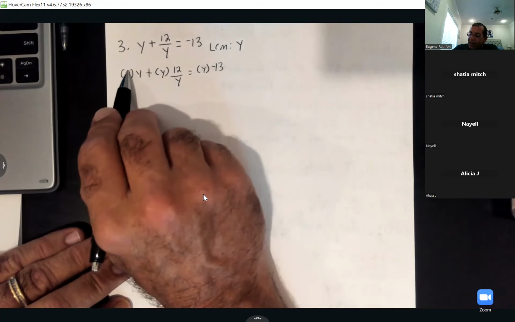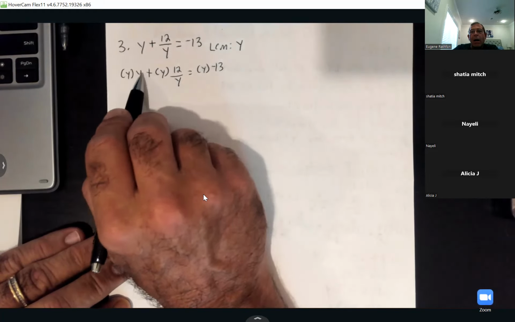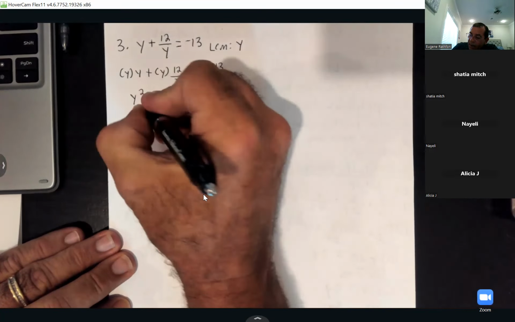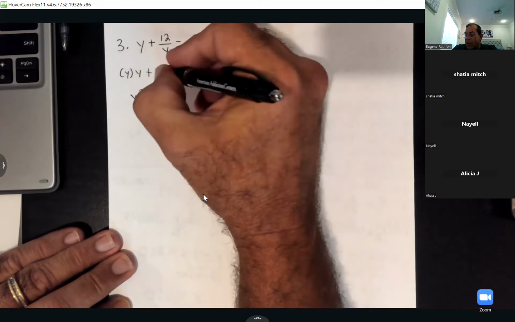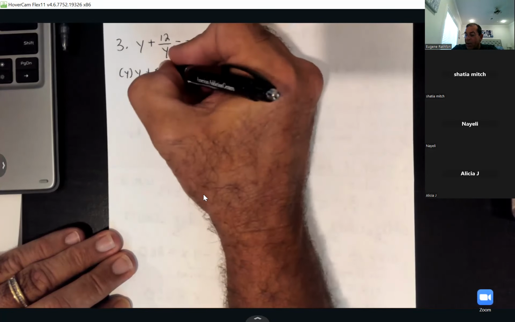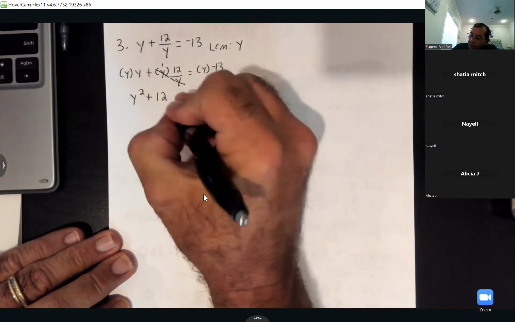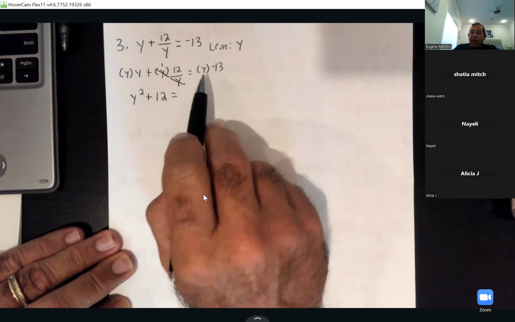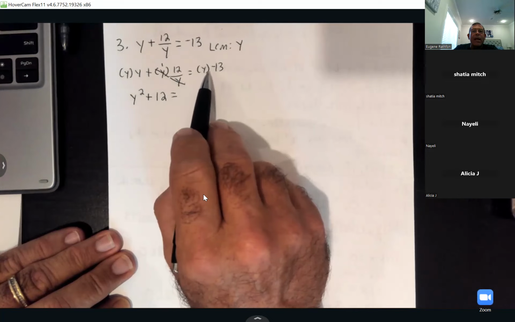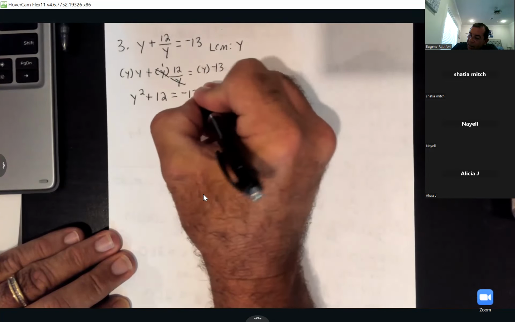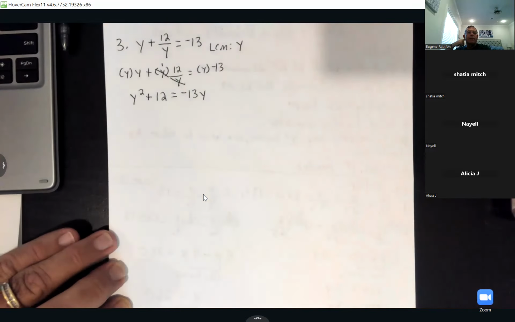All right, so right here, nothing cancels. So y times y gives you a y squared. Plus, now the middle, the y's do cancel, making a 1. And 1 times 12 is a 12. And over here, nothing cancels. So negative 13 times y gives us a negative 13y.